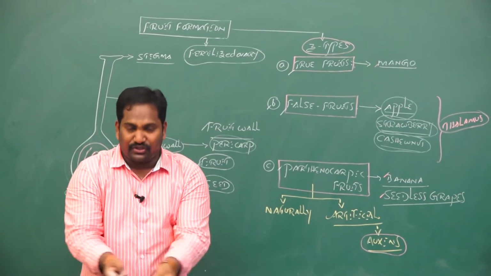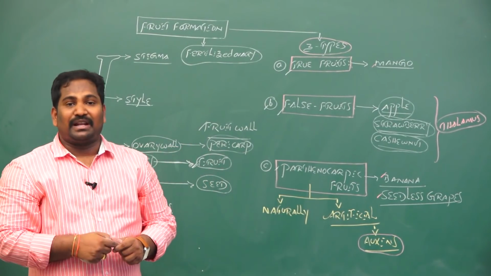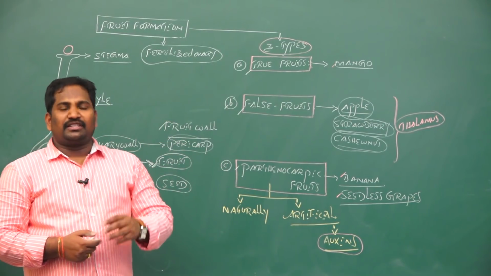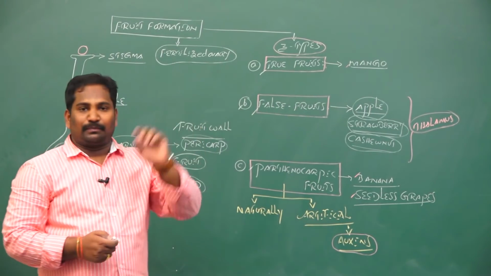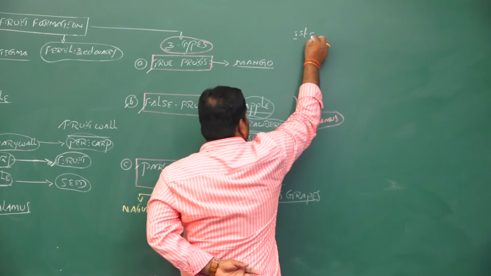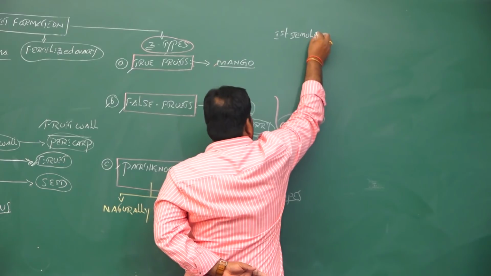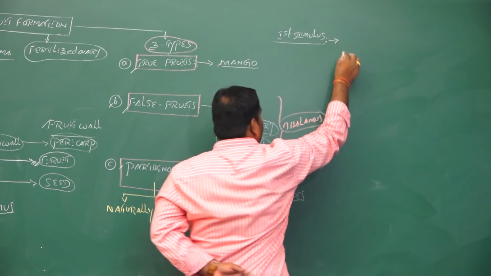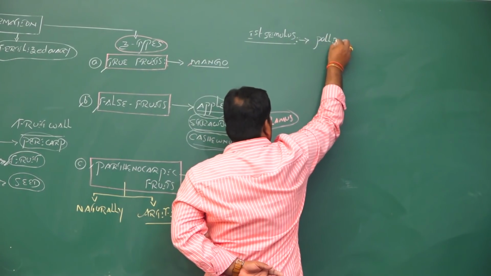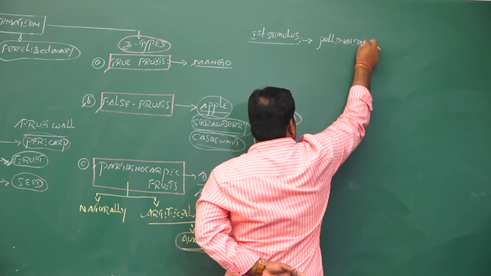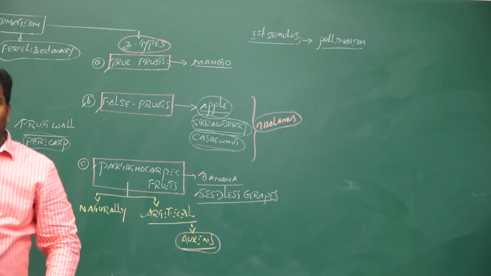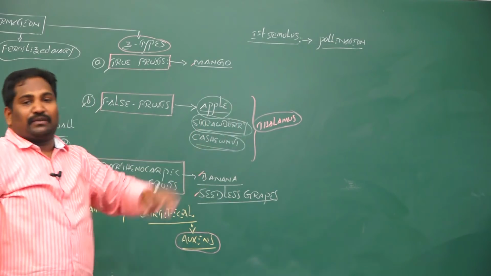In the process of formation of fruit in flowering plants, there are three different types of stimulus responsible for formation of fruit in flowering plants. The first stimulus for formation of fruits in flowering plants is pollination. When pollination takes place, there is a first stimulus for formation of fruits in flowering plants.